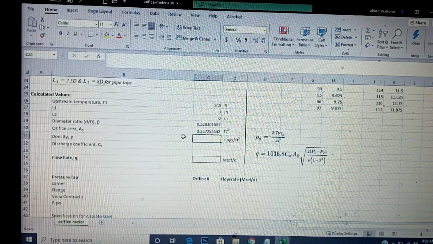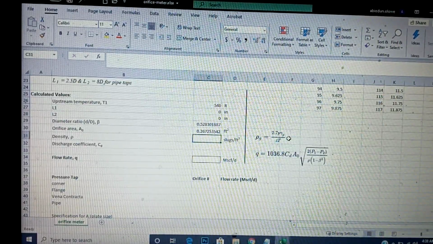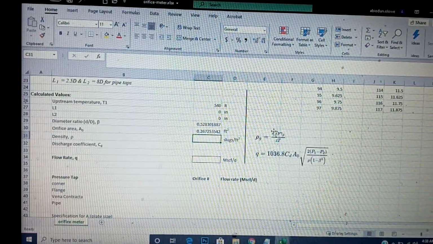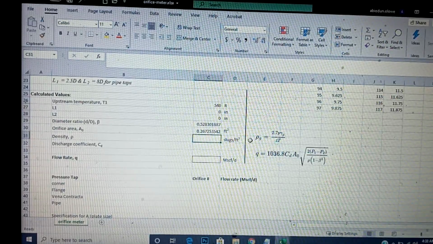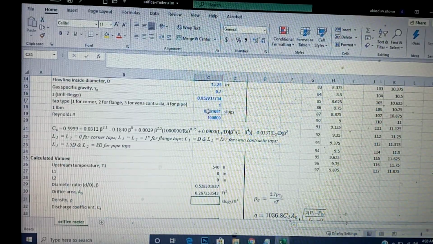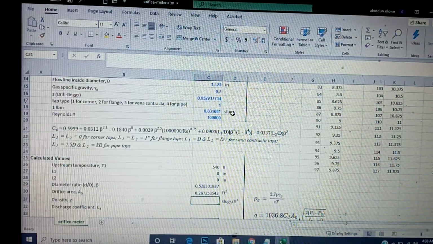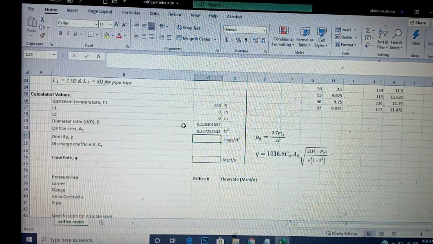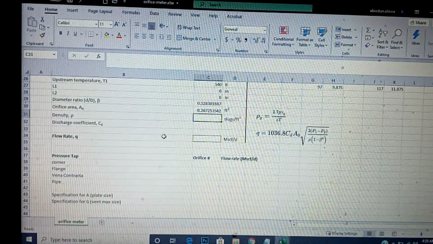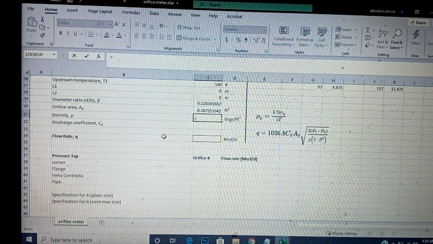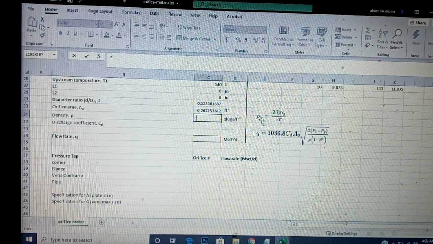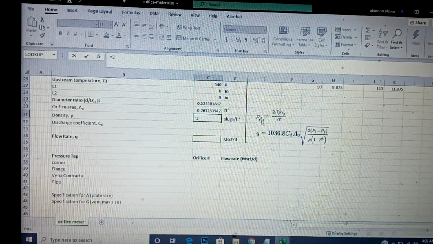Now density. This is my density. Now remember, this density is in pound per cubic feet. But we have to express the density as slugs per cubic feet. What we're going to do is we type this formula and we multiply by the conversion factor here, 0.031. So that will convert the pound to slugs. So let's insert this formula first. Equals 2.7.